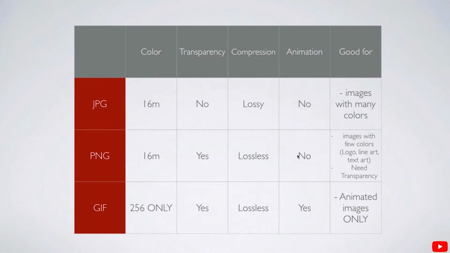Lastly, GIF. GIF is a format that only supports 256 colors. If your image contains more than 256 colors, Photoshop will strip down the color to one of the 256 colors. This means that you will lose a lot of details, and hence, GIF is not a good format to save pictures. However, it can be used to save animation.